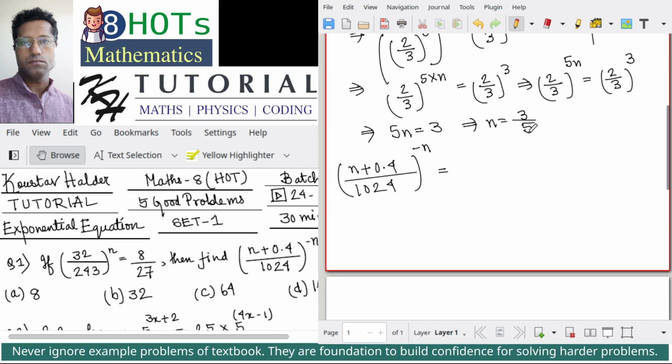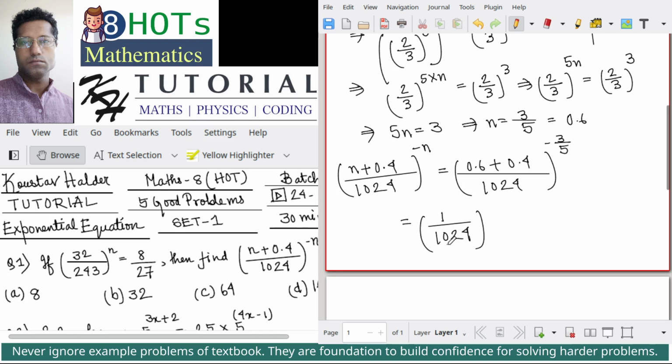We know that n is equal to 3/5. So we will put the value of n as 3/5 in the given expression. Now, what is 3/5 in decimal form? It is 0.6. So we have 0.6 plus (0.4 divided by 1024) whole raised to the power minus 3/5. Now 0.6 plus 0.4 is 1. So we have (1/1024) whole raised to the power minus 3/5.